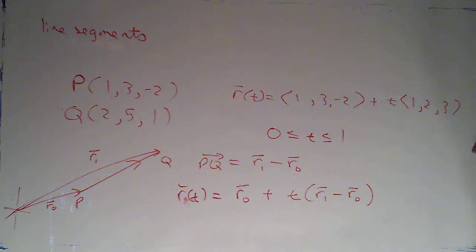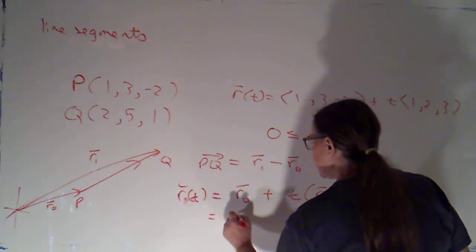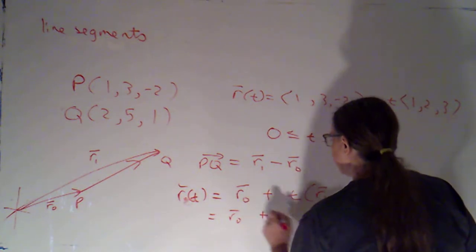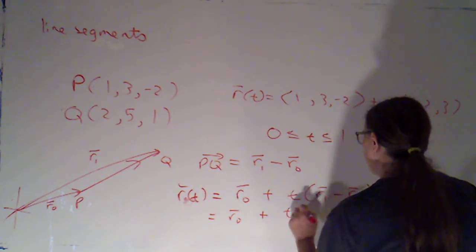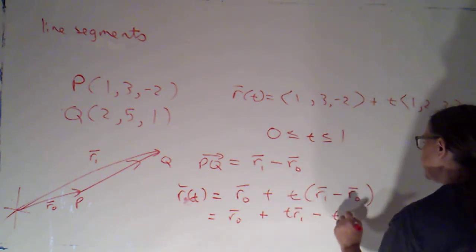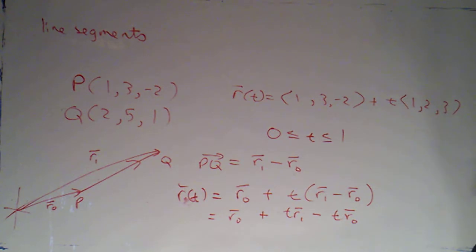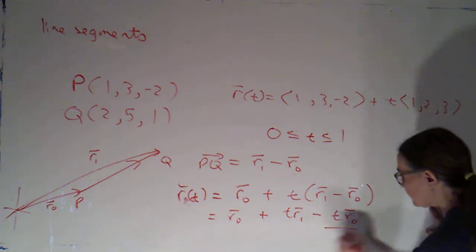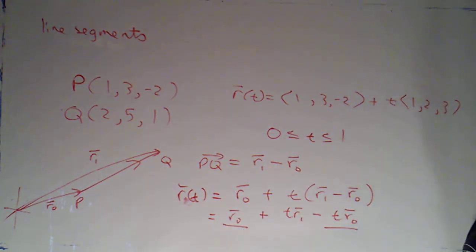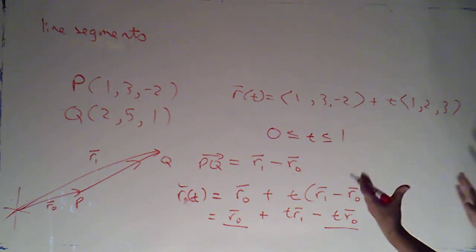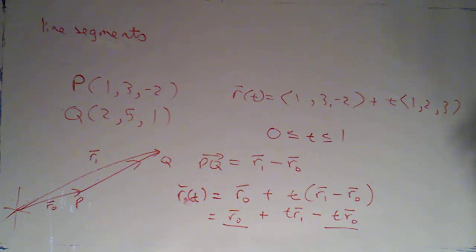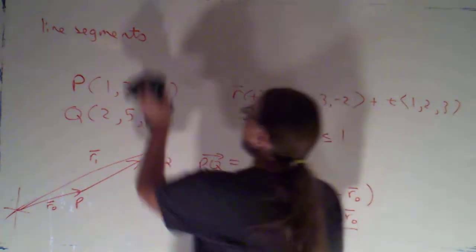And I can rearrange this formula a little bit. So I'm going to get r naught plus t copies of r1 minus t copies of r naught. Now if you notice, those two terms both contain an r naught. Okay, so if I wanted to, I could consolidate those terms. I'm going to just write that over here.